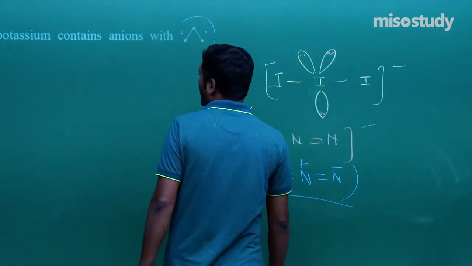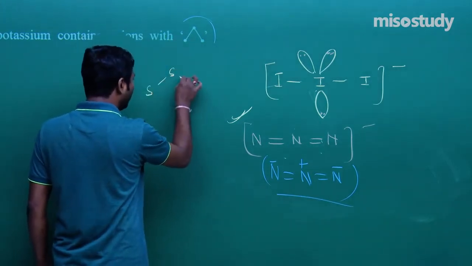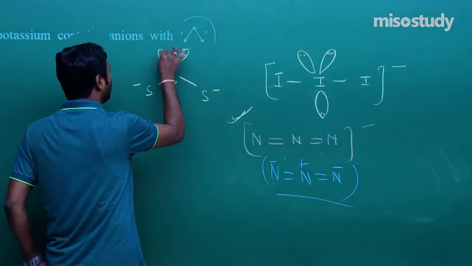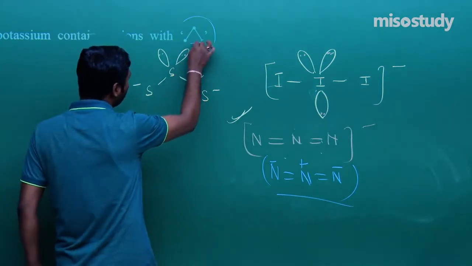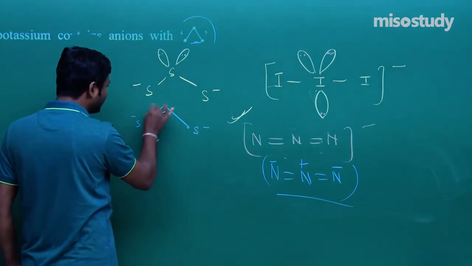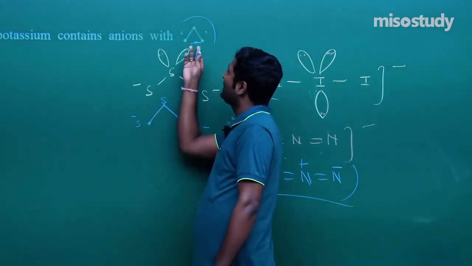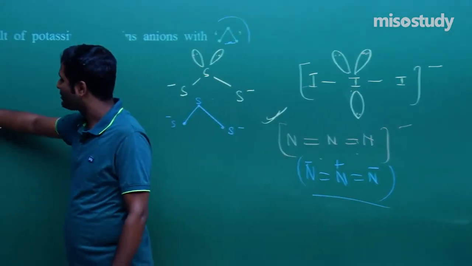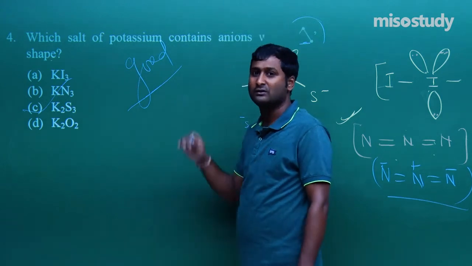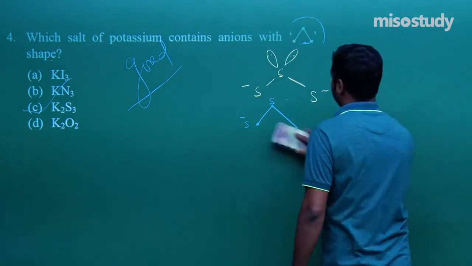Clear to you? Now if I talk about K2S3, this one is S, this one is S, and this one is S, minus minus. Clear? Now S also has lone pairs of electrons. Now look at this. Is it similar to this figure? This one, and this one. Here is S minus, here is S minus, and here is S. So which salt of potassium contains an anion of this type? Sir, this is the option. This is one of the good questions. You can write here good and focus on this question. Clear, friend? Now let's move to the next one.